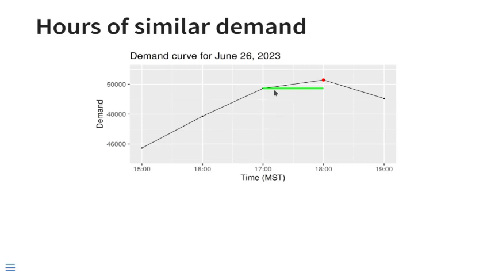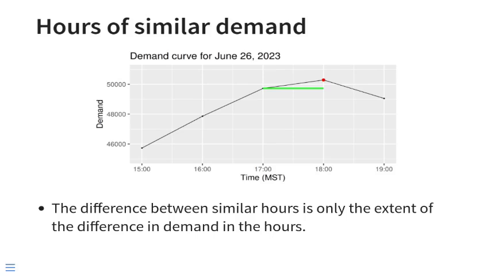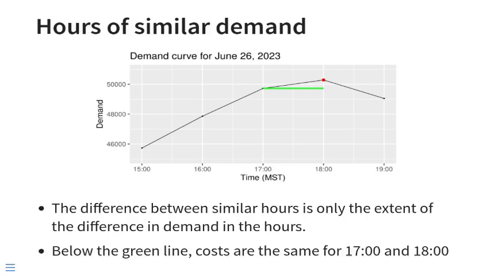And so what we see then is that these 2 hours that we've been focusing on for similar demand, below the green line, they have exactly the same shared costs. Above the green line, the peak hour gets all the costs. So what happens is the difference between hours with similar demand really only differ by the extent of that demand difference. Below the green line, the costs between the 2 hours are the same, but above the green line, the difference in cost only amounts to the difference in demand times the rate.